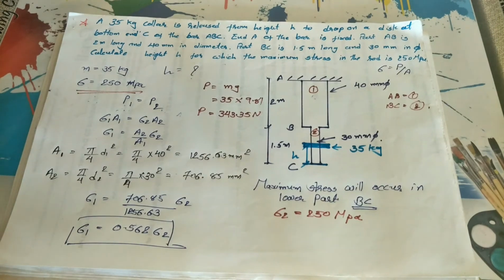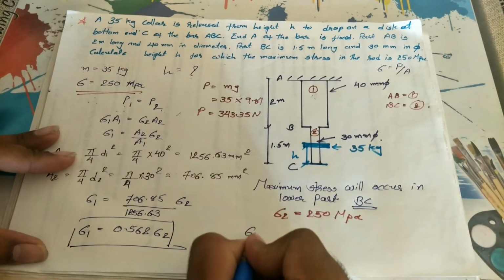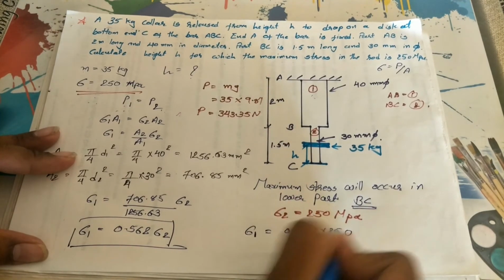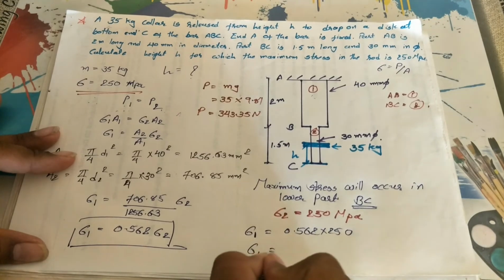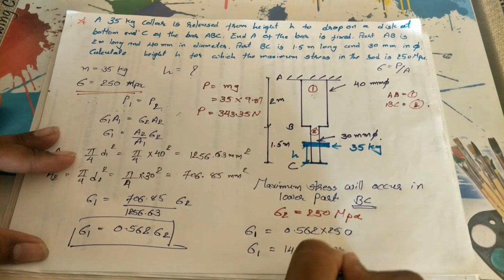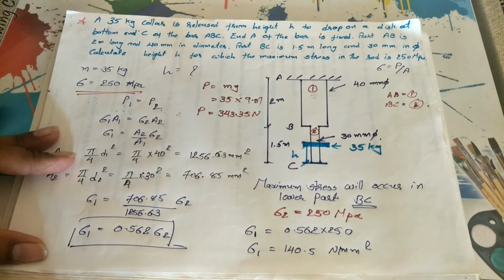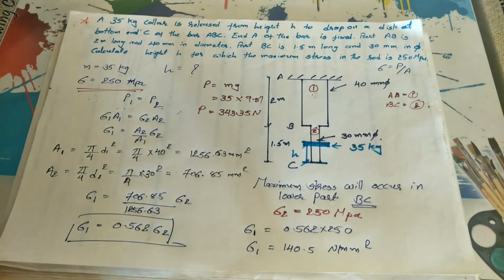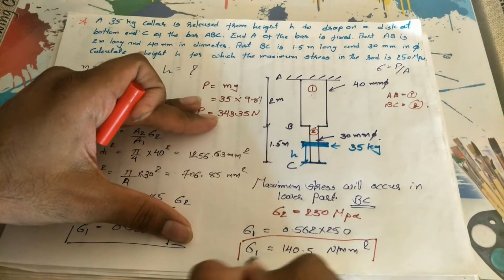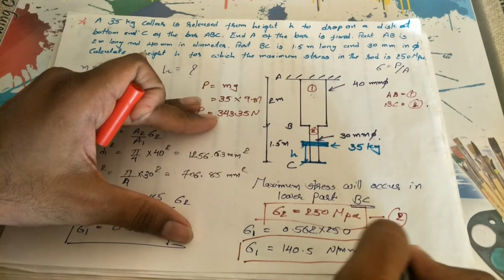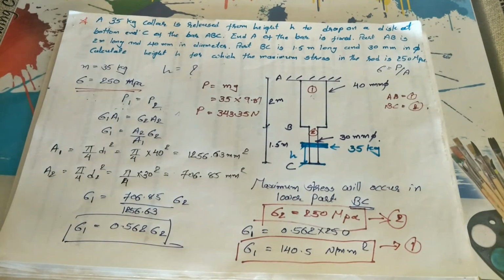MPa. So if we put this value over here, then sigma 1 is equal to 0.562 into 250. So sigma 1 is equal to 140.5 Newton per mm square. This is the value of sigma 1, and sigma 2 is 250 Newton per mm square. So here we'll get these values, that is sigma 1 and sigma 2. Okay, what is our aim?